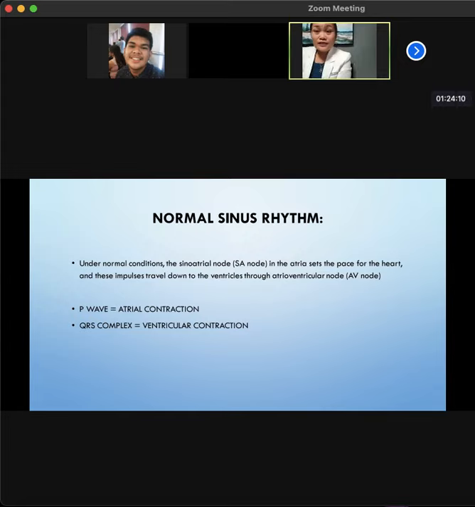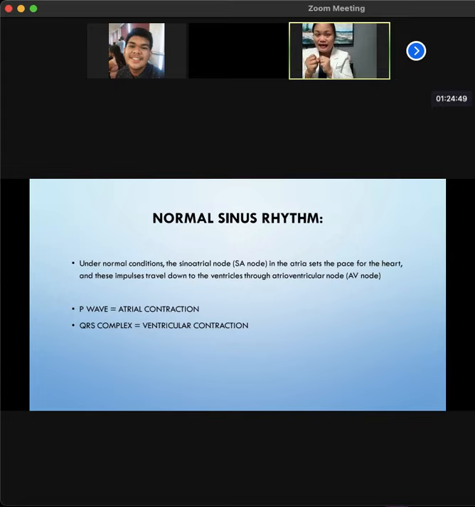Under normal conditions, the sinoatrial node or SA node in the atria sets the pace for the heart. Siya yung talagang unang-unang nagbibigay ng signal. And these impulses travel down to the ventricles through your atrioventricular node or also known as your AV node. Si AV node, siya yung taga-regulate ng lahat ng itatapon ni SA node para si ventricle na sasalo lahat ng signal ay hindi malito at hindi ma-overwhelm. Para yung heart mo is normal to contract.